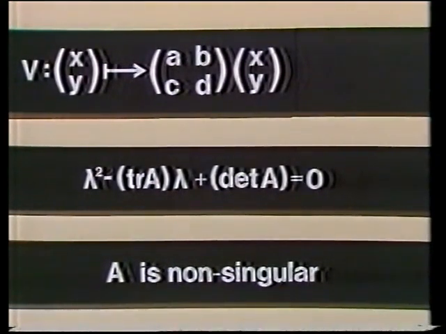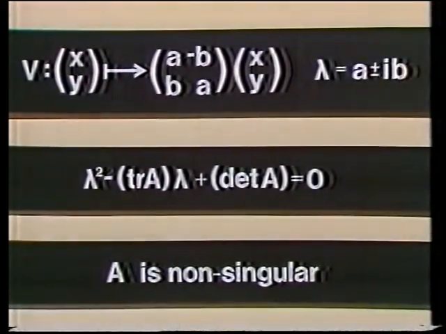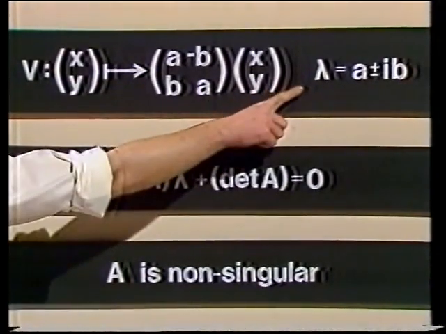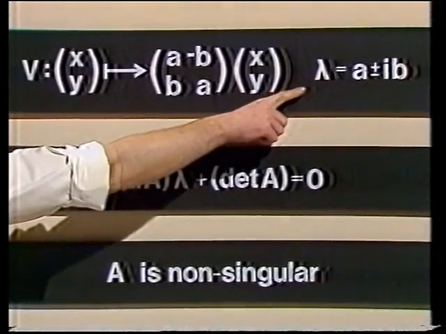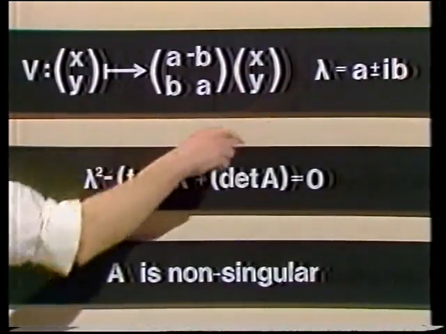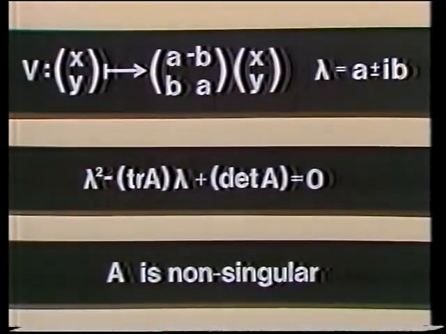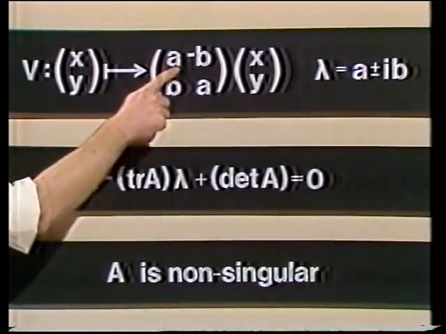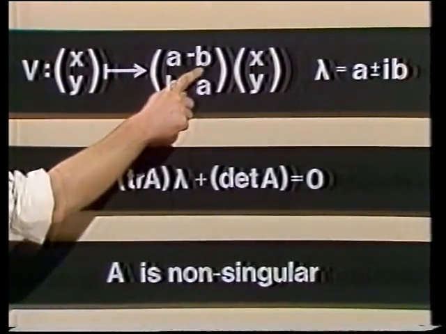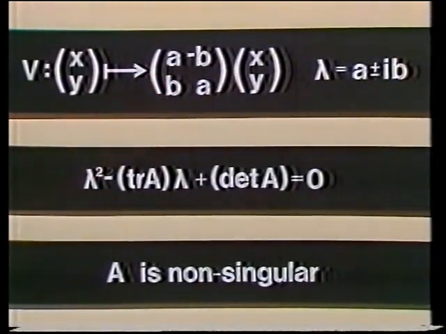Well, the simplest such matrix is A, minus B, B, A, and the eigenvalues are just the complex conjugates A plus or minus iB. This matrix is not unlike a rotation matrix. Just imagine A as cos theta and B as sine theta. This provides a valuable clue as to what to expect. We'll look at the simplest case, where A and B are both equal to 1.